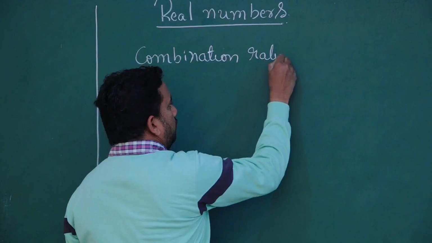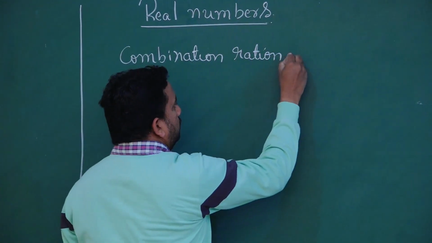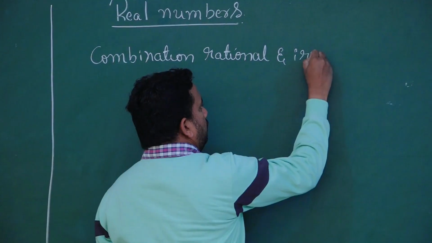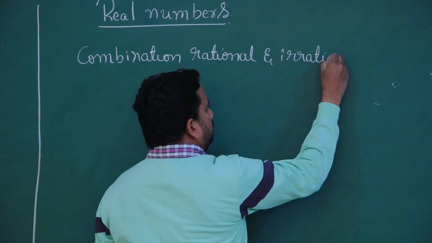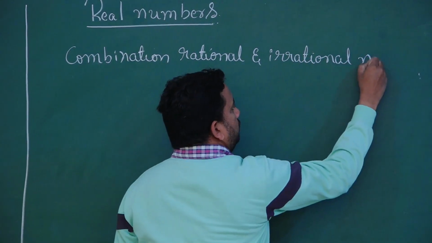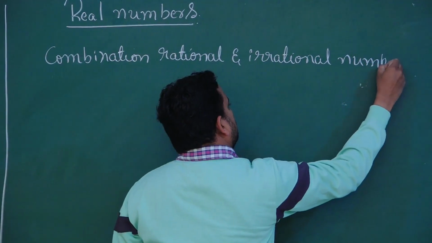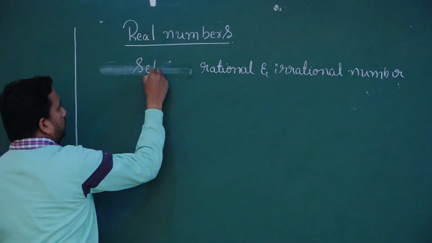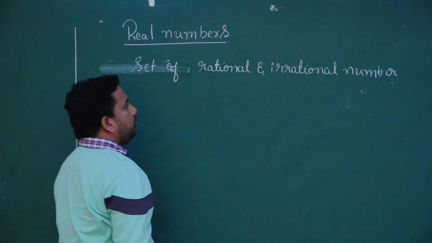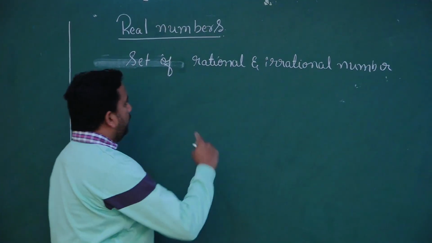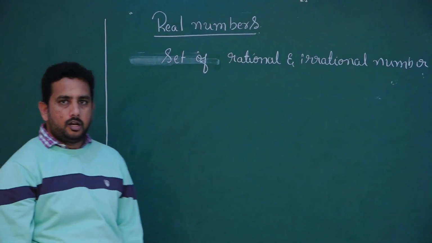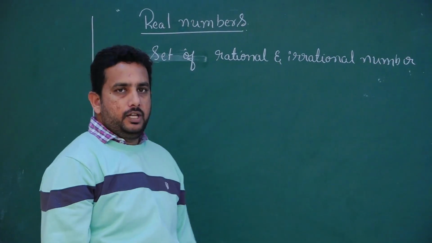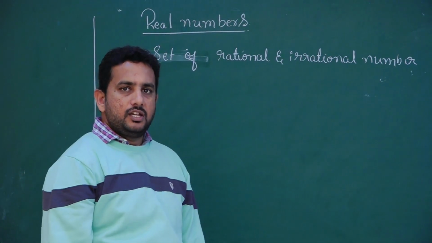Rational and irrational number. Otherwise we call this a set of rational and irrational numbers, called real numbers. We already learned in our lower classes in 9th standard. So what is rational number, what is irrational number?